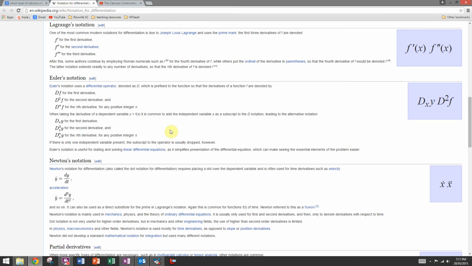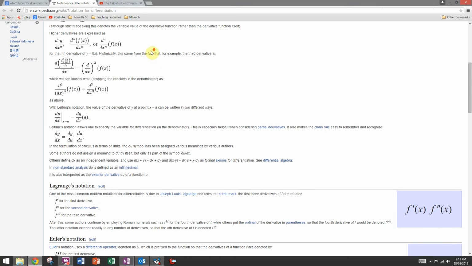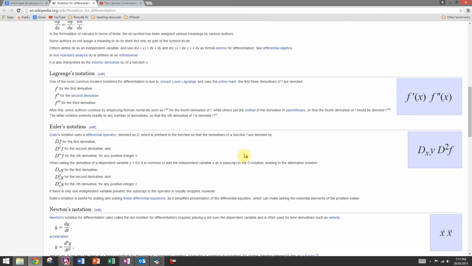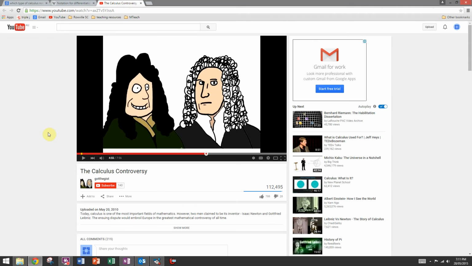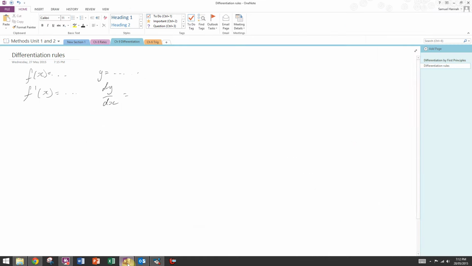Since we're here as well, another thing is that there's a big debate about who invented calculus. Was it this guy called Leibniz, who's been using this dy dx notation, or was it in fact Isaac Newton who used this x dot notation or y dot notation over here? I might talk a little bit about that in class, as it's actually kind of an interesting tale. So if you want to check it out, check out this guy's channel, Got the Gist, and type in the calculus controversy. Pretty interesting. So throw that out there, check it out for yourself.